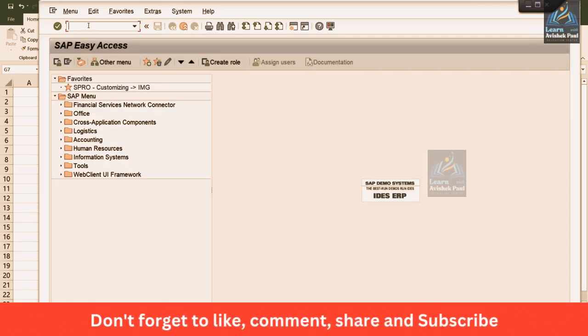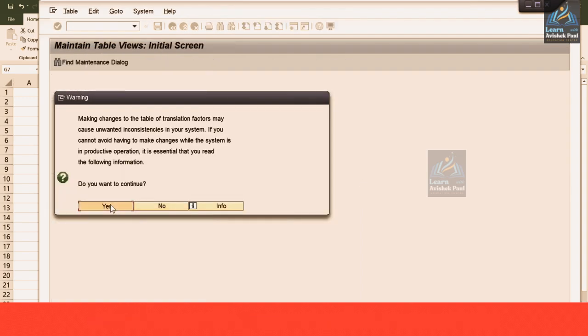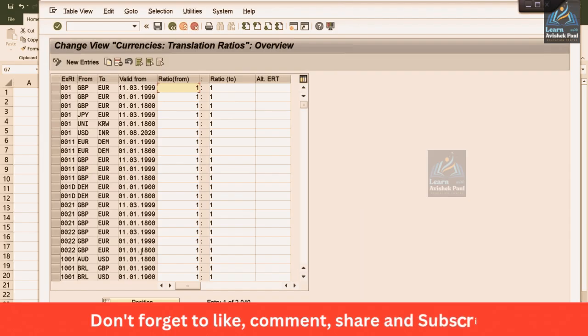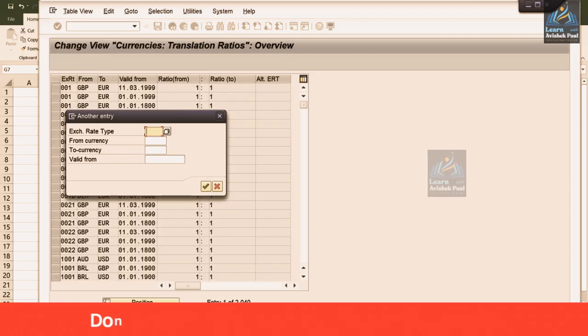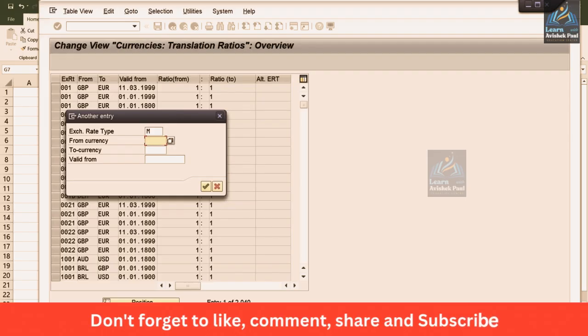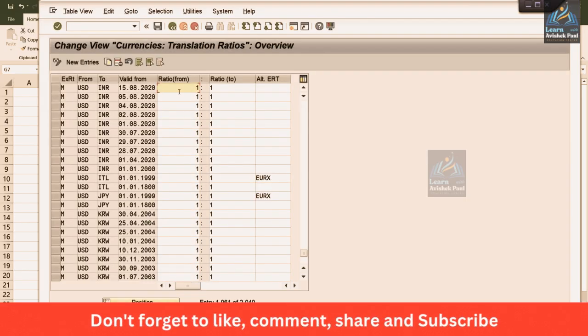Okay, so translation ratio means the relation between two currencies. How? That I'll show you. OBBS. In OBBS, we have specified 1:1 only, right? Now click on position and exchange rate type. It will be, what to say, average. So M itself, give here USD, INR, and a date. This date we have specified here. If it is USD INR, right? 1:2 ratio.